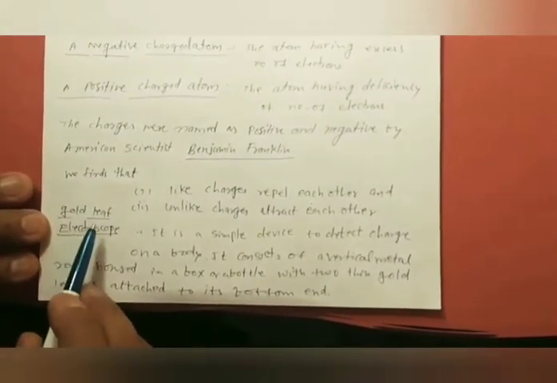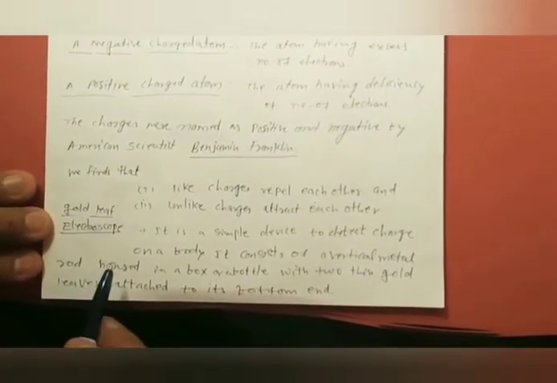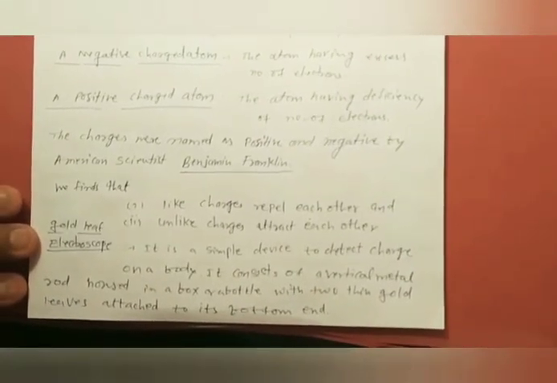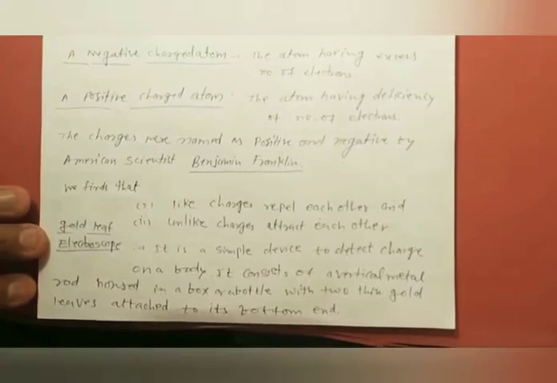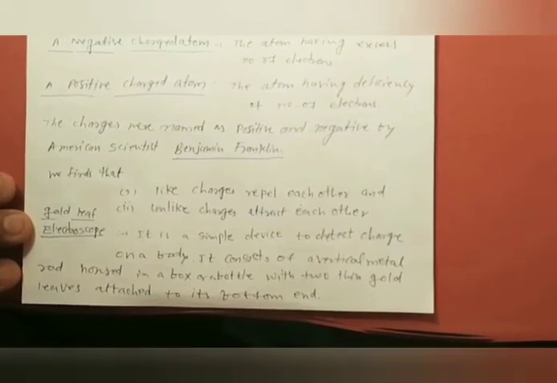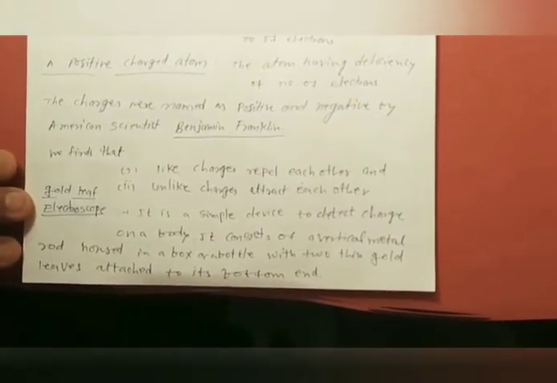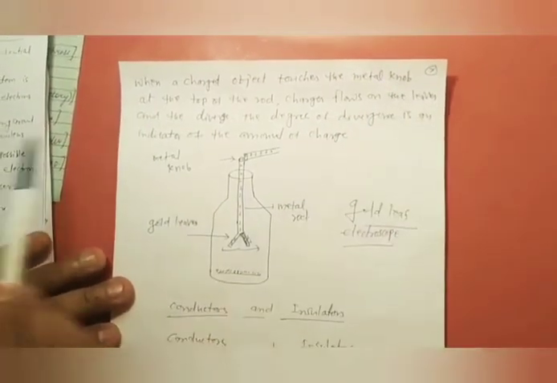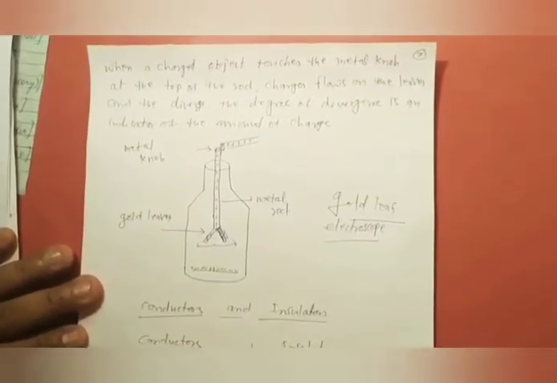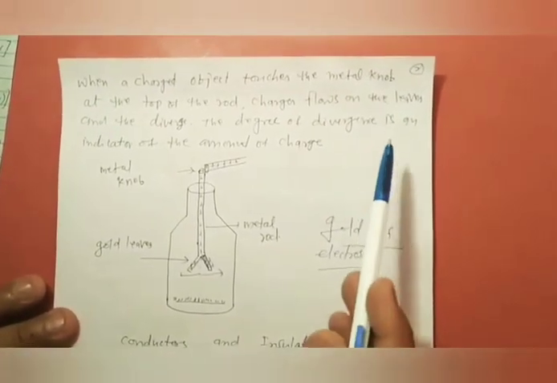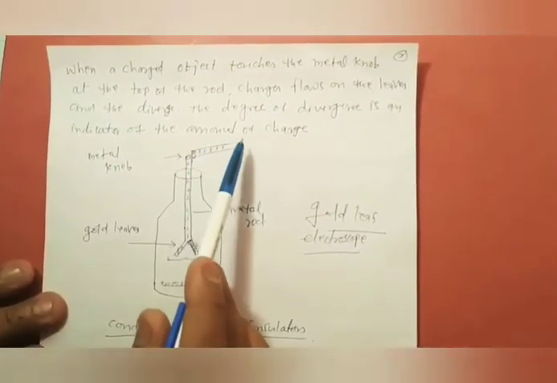Next very important device is the gold leaf electroscope. It is a simple device to detect charge on a body. It consists of a vertical metal rod housed in a box or a bottle with two thin gold leaves attached to its bottom end. When a charged object touches the metal knob at the top of the rod, charges flow onto the leaves and they diverge. The degree of divergence is an indicator of the amount of charge.